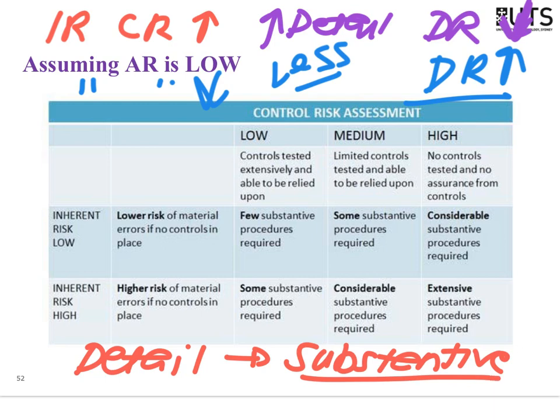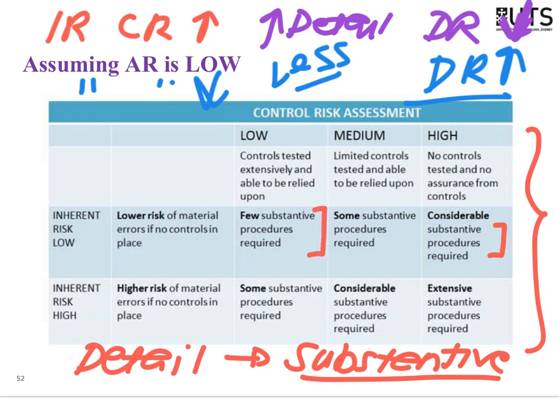But please be mindful, every time I've asked you, would we do more detailed or less detailed, and you've responded as to the extent of substantive procedures we would do. The more detailed procedures you want to do, that means you'll do more substantive procedures, because that's the detailed one. And as I said, I'll go through this in more detail with you, but that just gives you an idea of why in here the references are to substantive procedures, because they're the detailed ones, all right?